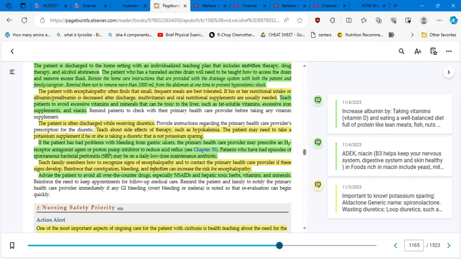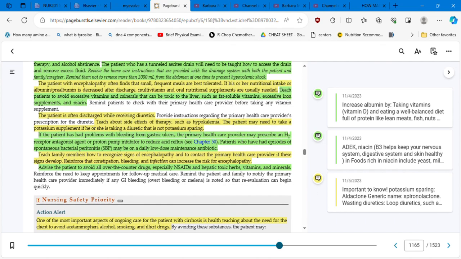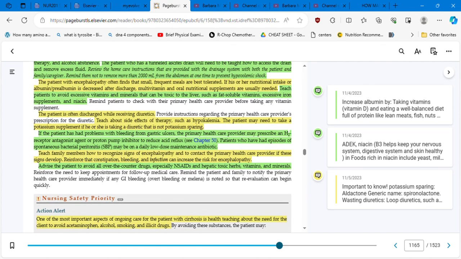But you need to teach the patient to avoid excessive vitamins and minerals that can be toxic to the liver, such as your ADEK, your vitamin A, vitamin D, vitamin E, and vitamin K, excessive iron supplements and niacin. We need to increase albumin by taking vitamin D and eating a well-balanced diet full of protein like lean meats, fish, nuts.